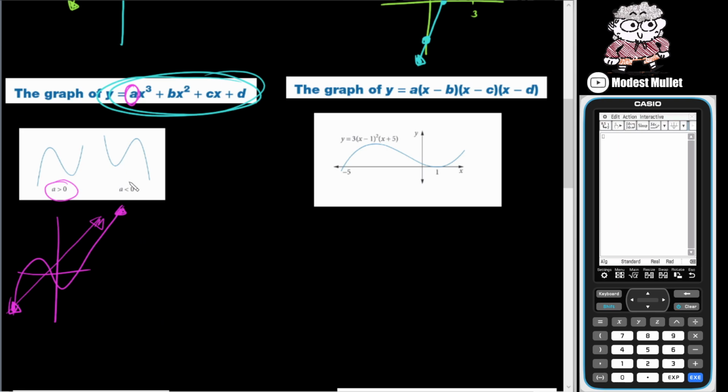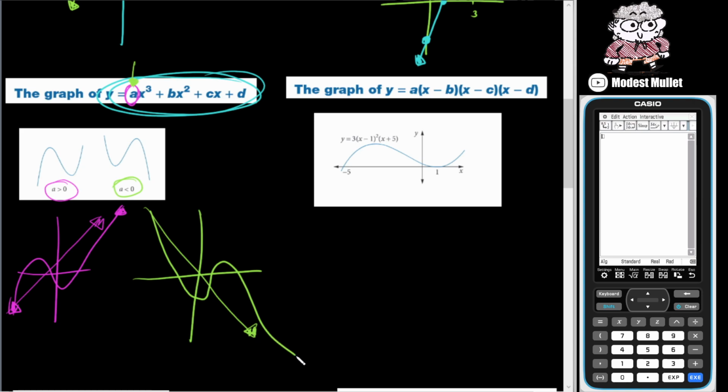On the flip side, if A is less than 0, so A is negative, and A is always the coefficient of the x cubed term, then as a whole we're going to head down as we go to the right. So we start high, go low, back up a bit, and then back off. So very much similar to positive and negative gradients of linear graphs. The overall trend of the cubic, if A is positive, start low, end high. If A is negative, start high, end low.